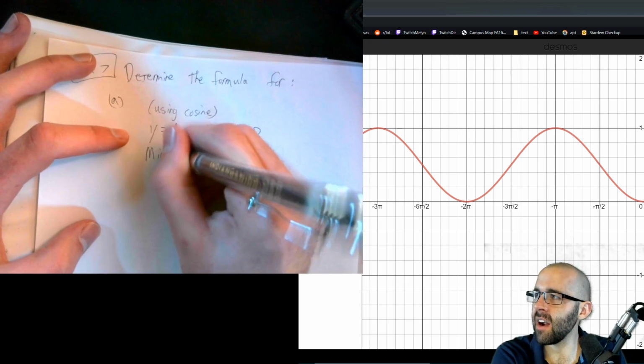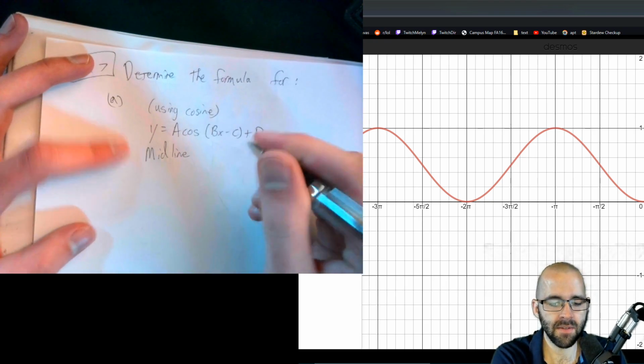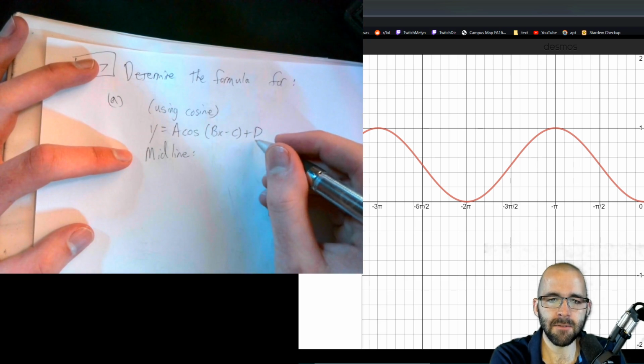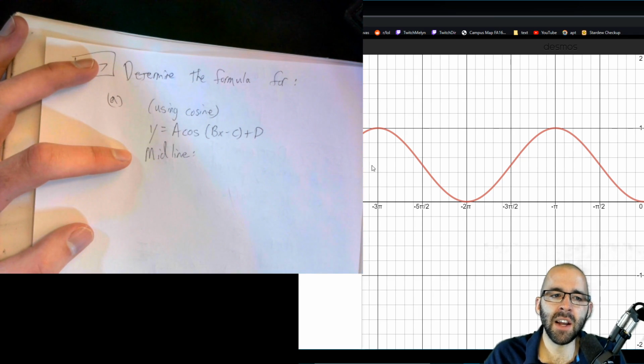So over here we're going to say, all right, what's the midline? Midline is just the d. So what is the middle line? What is the middle of this graph? It's going to be this middle. It's kind of hard to see, but it's going to be between the minimum, which is 0, and the maximum, which is 1.